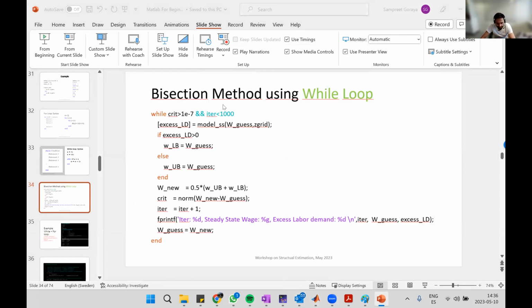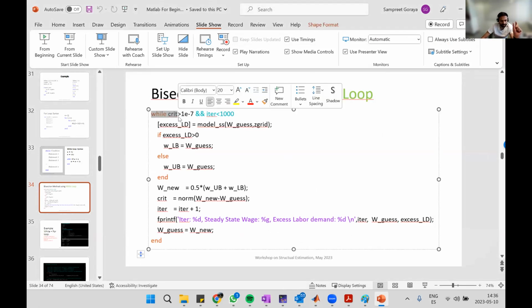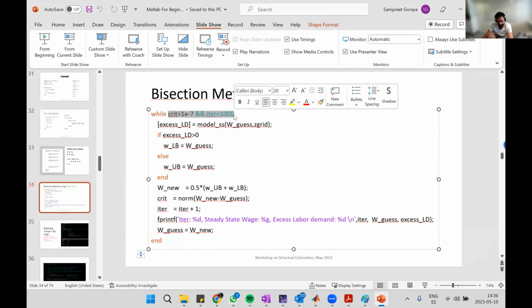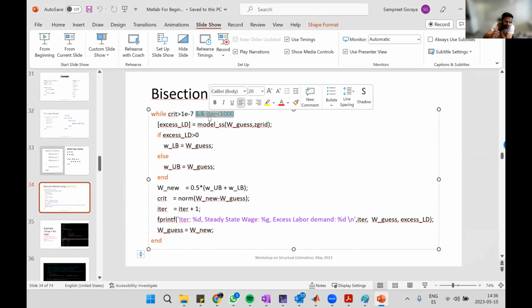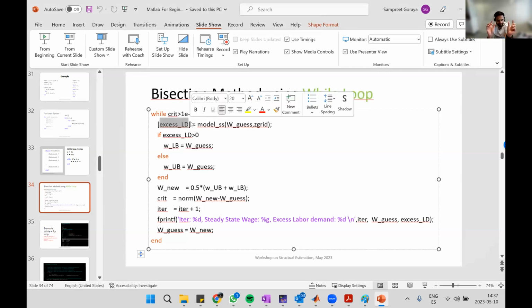Okay, so here is the bisection method with the while loop. I will tell you the two conditions that I have. I'm saying there should be a maximum number of iterations. If the iterations are greater than 1000, just break the loop. I don't want to run it anymore. I'm computing excess labor demand, which is the labor demand minus labor supply. If it is positive, then it's excess. I want to make sure there is a price that equalizes labor demand and labor supply.